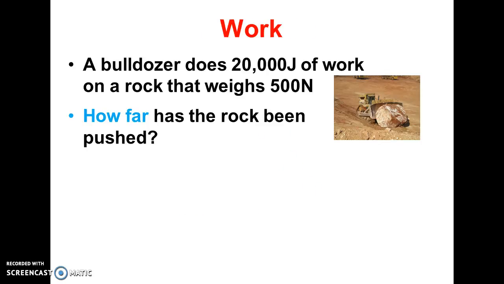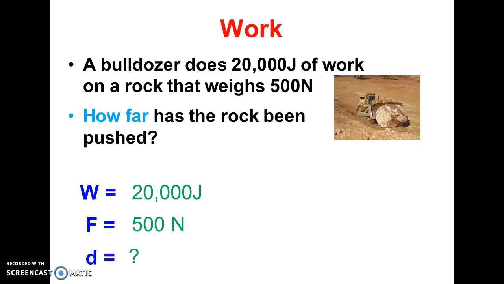Here's an example of calculating distance, knowing the amount of work and the amount of force. So instead of being given the force and the distance, this time we're given the work and the force, and we're asked to solve for the distance. Again, we have in our equation, work is force times distance. Remember on your triangle that work goes on the top. In this case, we want to know distance, so we cover up the d, and we have an equation that is d equals work divided by force.